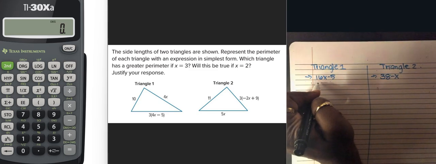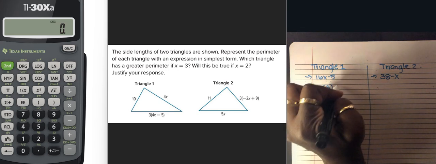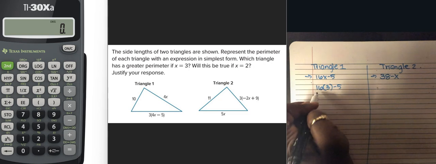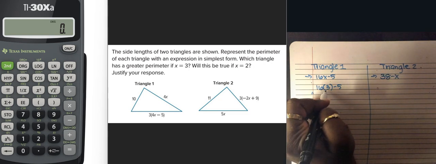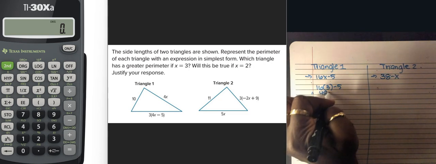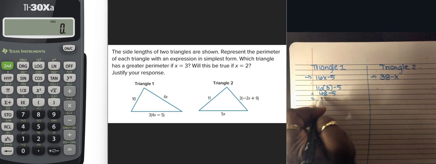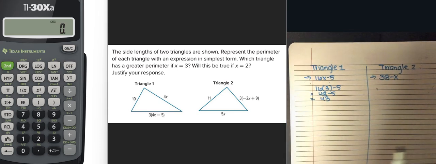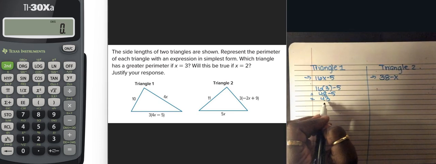So let's substitute in 3. So we're going to say 16 times 3 minus 5. And 16 times 3 is 48, so that's 48 minus 5. And that means this is going to be 43. So triangle 1 has a perimeter of 43 when x is equal to 3.